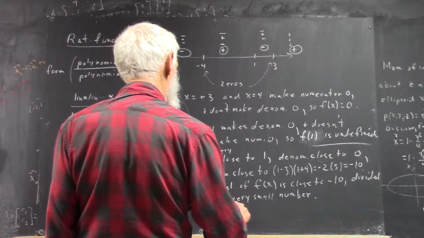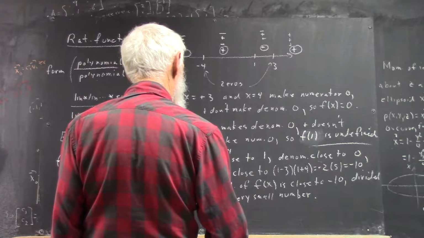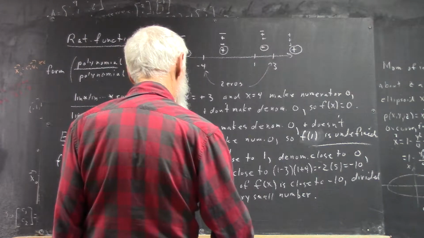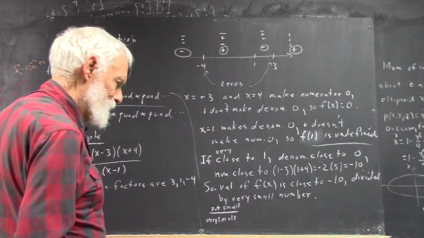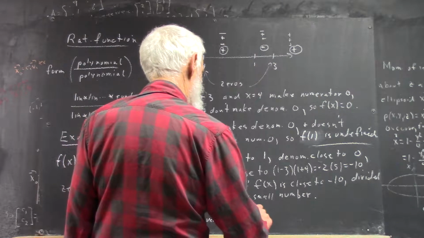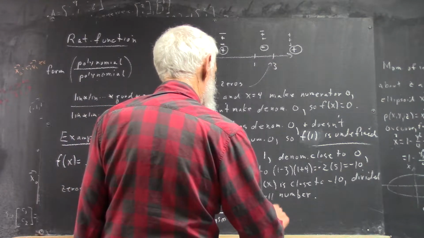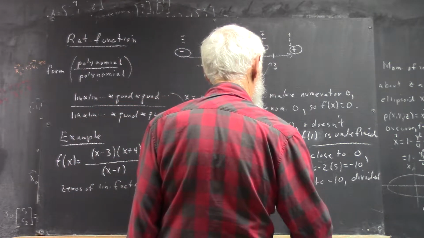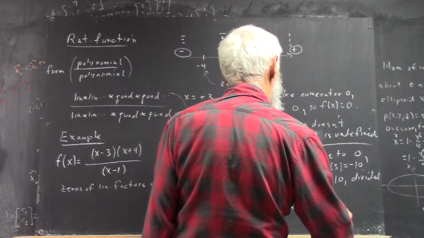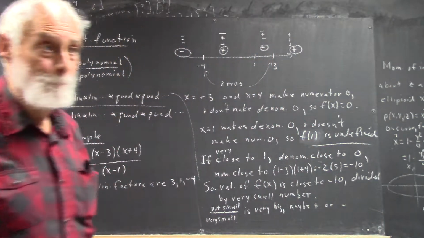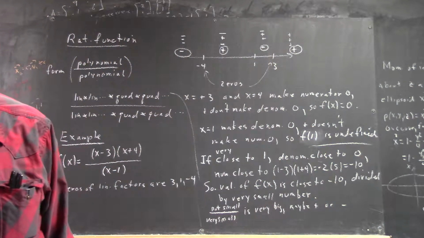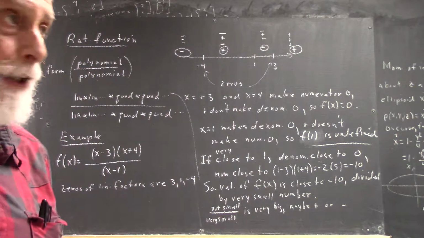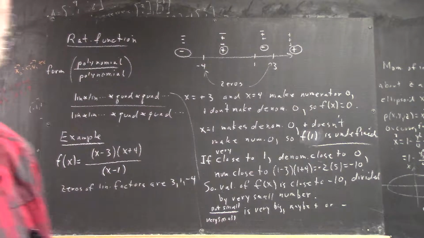Okay, not small divided by very small, might be hard to read, is very big. Maybe positive or negative. Okay? That makes sense? Because if you understand that, then you can understand the graphs of rational functions much better.